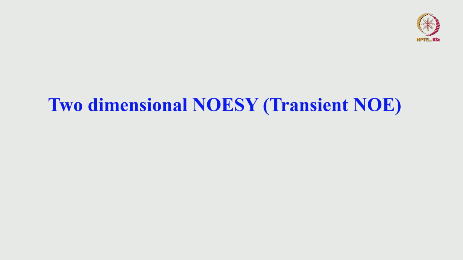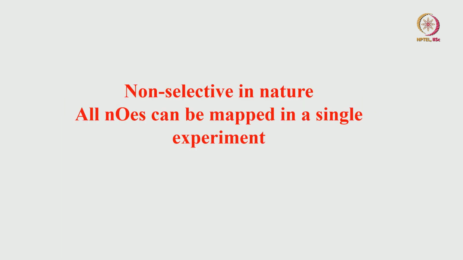Okay. So we will start now discussing what is called two-dimensional NOESY, which is also called transient NOE, TRNOE. We already discussed steady state, we discussed ROESY. Now we will discuss NOESY. It is a two-dimensional experiment, not a one-dimensional experiment like steady state NOE. Now what is the difference here? NOESY is a non-selective experiment in nature.